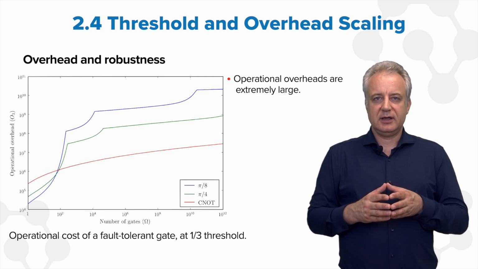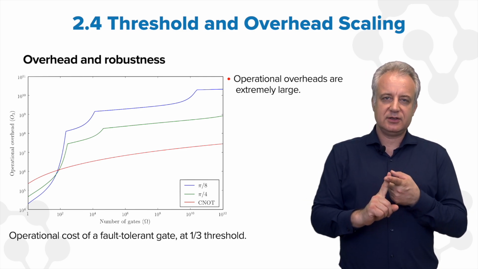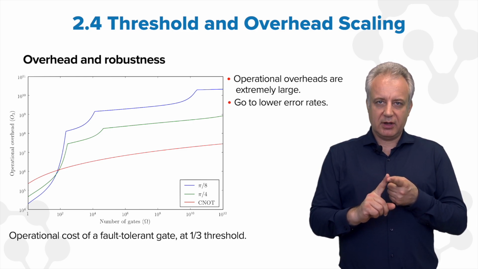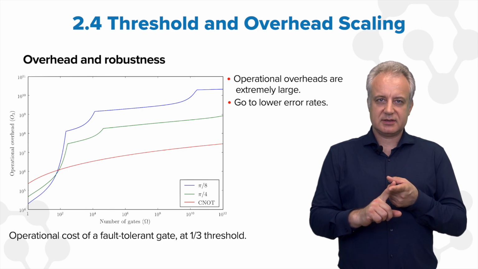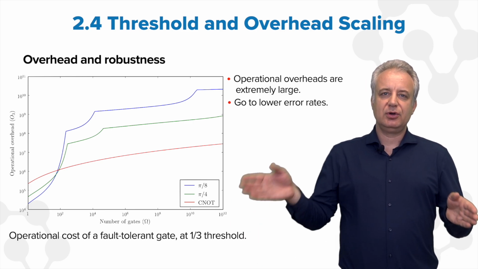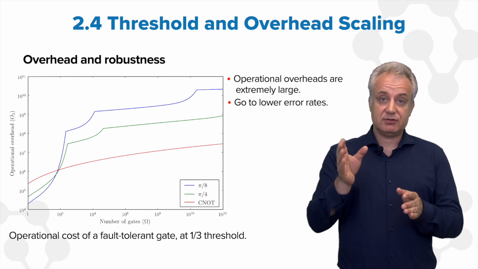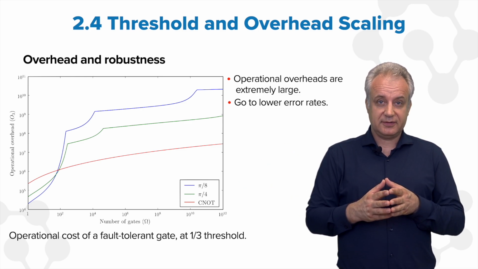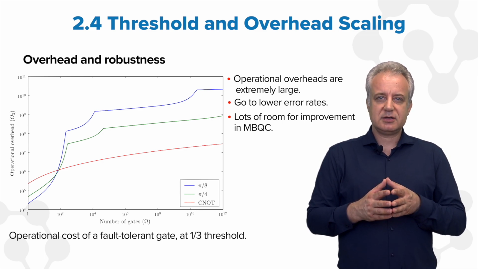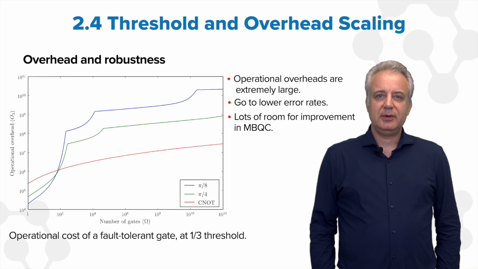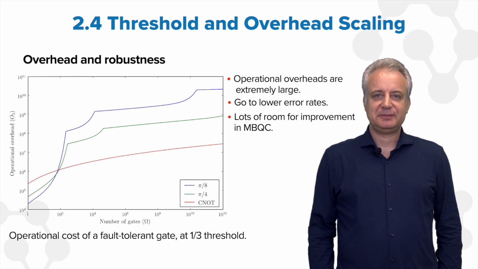There are two more things to say here. First, the numbers you see here are at 1/3 of the error threshold, so this is still a pretty high error rate. The first thing this plot probably tells you is that you should go to lower error rates, maybe 1/10 of the threshold or even lower. Just passing the error threshold isn't quite good enough. The other thing this slide tells you is that there's probably lots of room for improvement. That is work for you, probably beyond the level of a homework assignment.